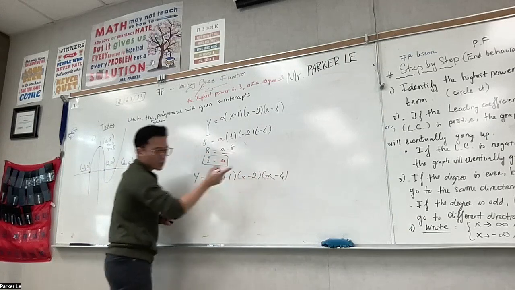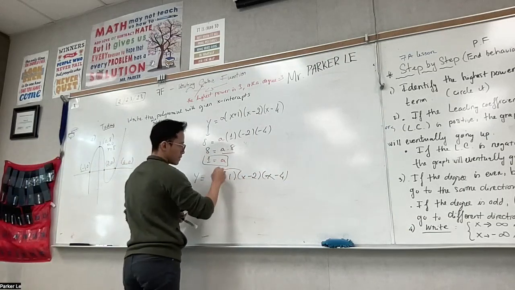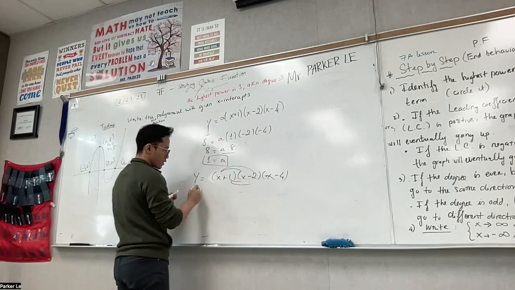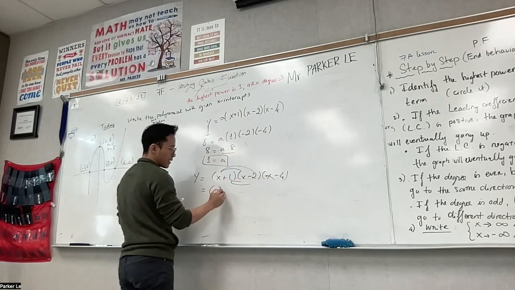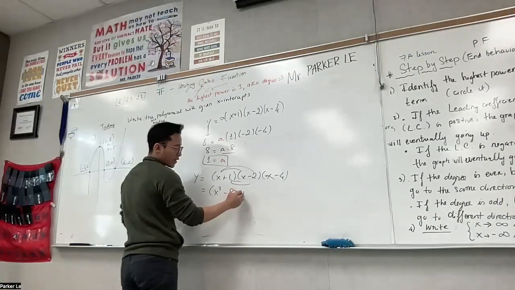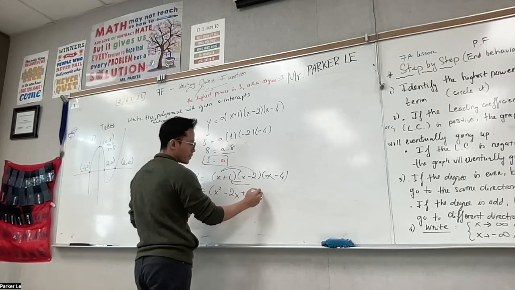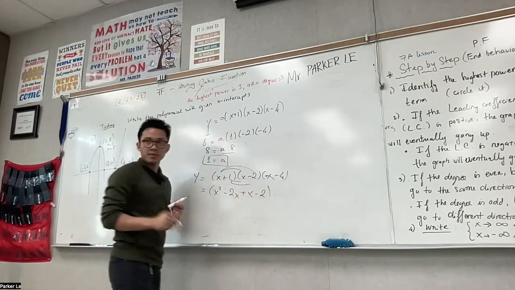Now last step is just distribute it. Okay, so X times X. X times -2. 1 times X is X. 1 times -2 is -2.